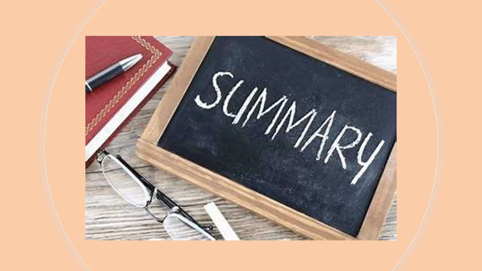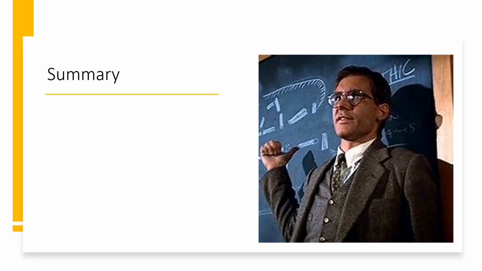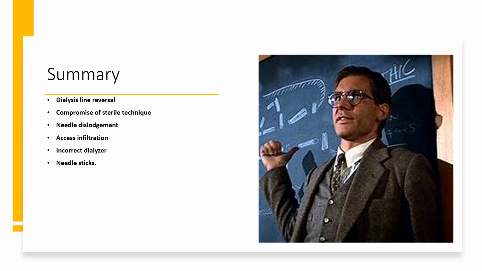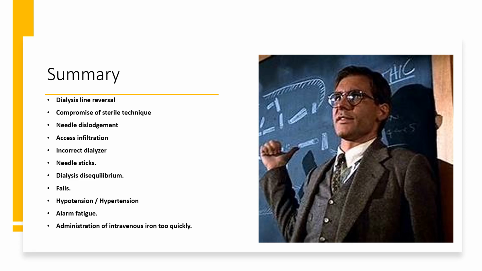Let's review what we've learned today. There are many preventable common errors in dialysis units. These include dialysis line reversal, compromise of sterile technique, needle dislodgement, access infiltration, use of incorrect dialyzer, needle stick injuries, dialysis disequilibrium, falls, improper management of either hypotension or hypertension, alarm fatigue, and administration of intravenous iron too quickly.